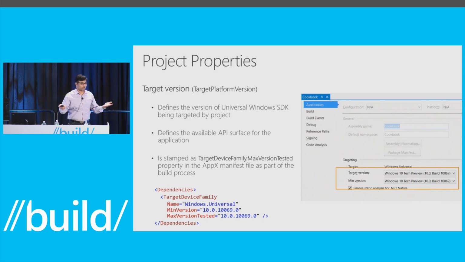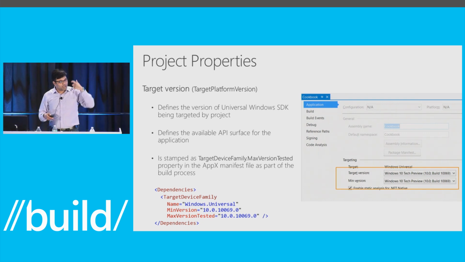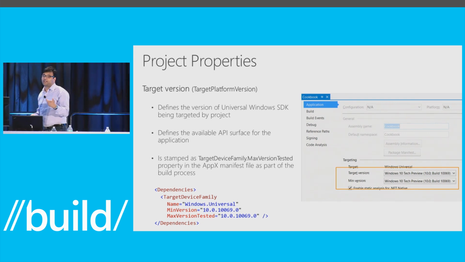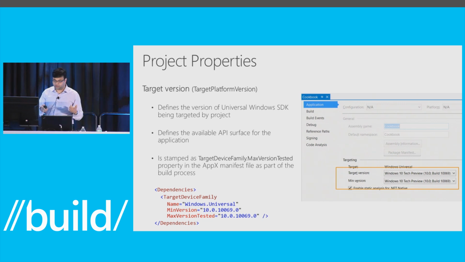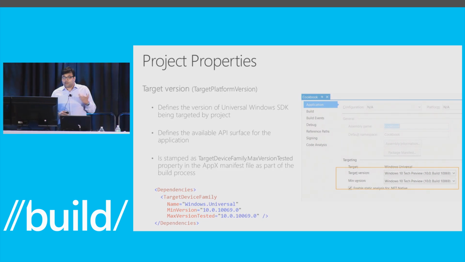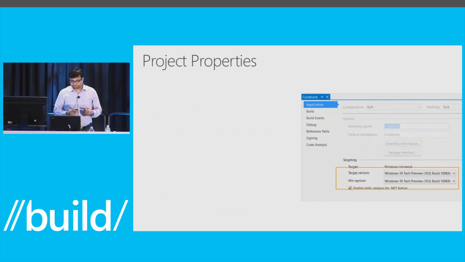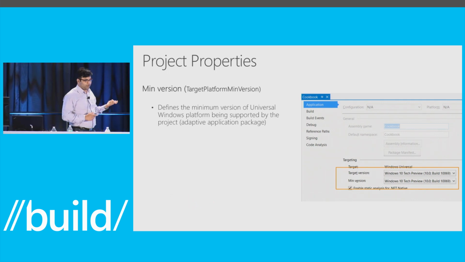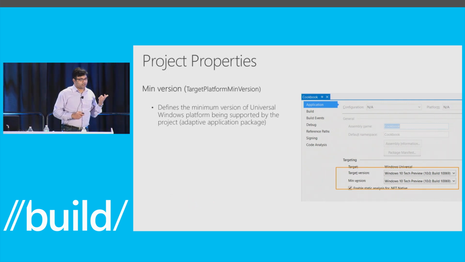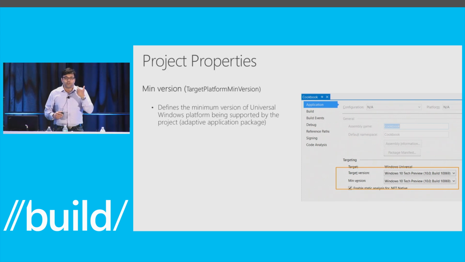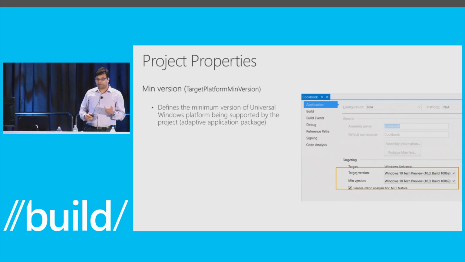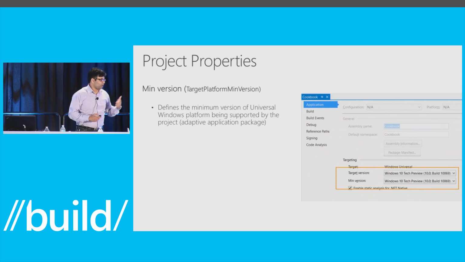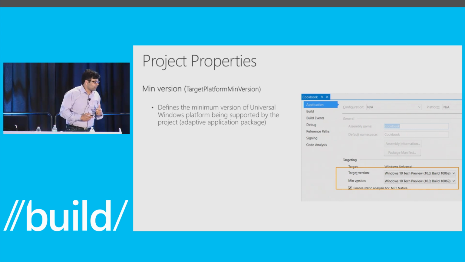So that's the simple way the quirking works. And as a part of the build process, we will stamp the target platform version as a max version tested property in the generated manifest, which is generated as a part of the build process. So what is a min version? The min version is backed by the target platform min version property in the project file, and what it signifies is the minimum version of Universal Windows Platform you should be running to be able to deploy this package or run this package, right?